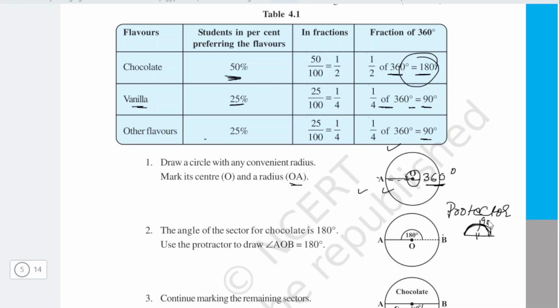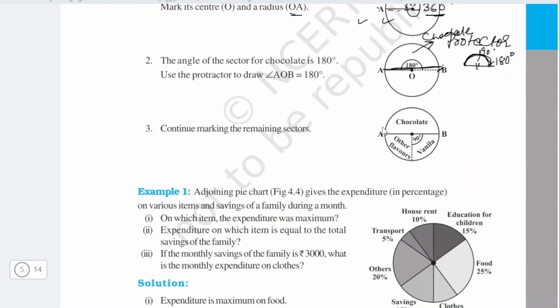Here 90 degrees, here it's 180 degrees. So at 180 degrees you mark here and draw a line. So your first area, this 180 degrees, will be for chocolate. Then next to it you will have to mark 90 degrees and 90 degrees in the remaining area.